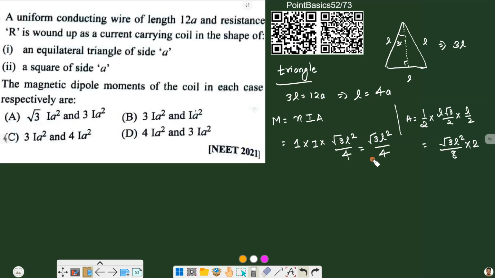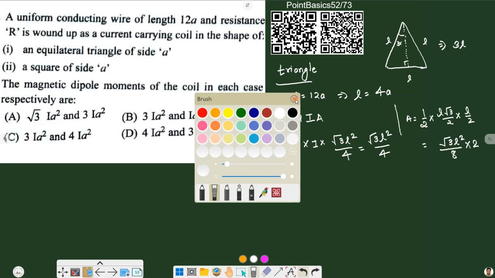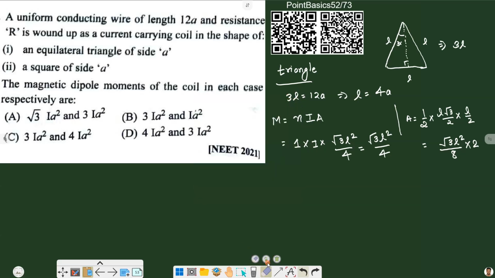Now, okay, we forgot to take this into consideration. The equilateral triangle side is A, and I took it as L. So here the side is A. It means we have to do it again. Let's do it again so that there is no confusion.